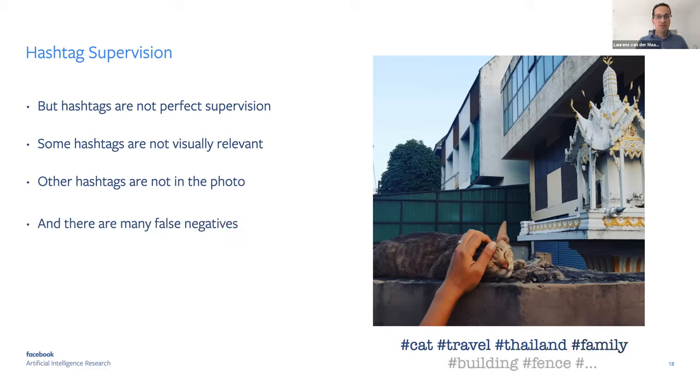And probably most importantly, there are many false negatives, right? There are many things present in the image that are not described by hashtags, so things like building or fence, et cetera. And so really the question that we try to answer in this study is: is scaling up pre-training data sets sufficient to make up for the noise that you have in this hashtag supervision?